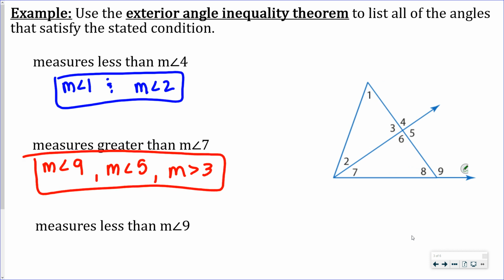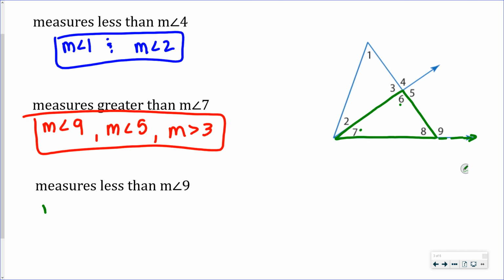Last one. Find angles with measures less than the measure of 9. Okay, so I'm trying to figure out where 9 is an exterior angle for. So definitely this small triangle. We just talked about this. So 9 has to be greater than both 7 and 6. So the measure of angle 7 and angle 6 would both be less than 9, just based on that little triangle.